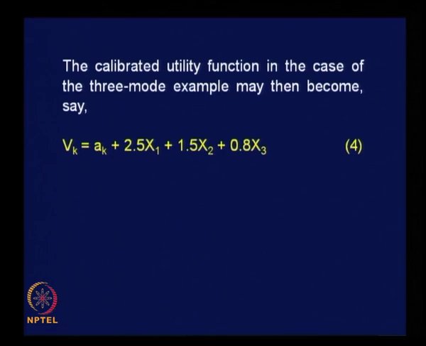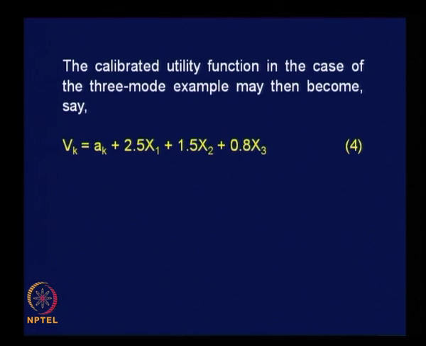So this problem can be sorted out to some extent. Then you can write the general form of the utility function like this. The calibrated utility function in the case of the 3 mode example may then become simply Vk, we are not making it specific to a particular mode, just mode k, equal to Ak. Ak can take a value depending upon the mode under consideration, Ak plus then 2.5 x1 plus 1.5 x2 plus 0.8 x3.